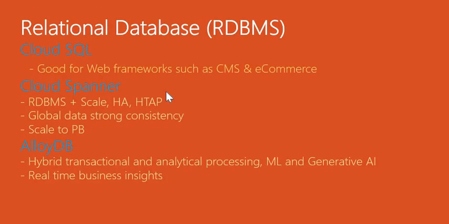Now we will discuss relational databases. There are three types of relational database in GCP. One is Cloud SQL, the second is Cloud Spanner, and the third one is AlloyDB. In most cases in e-commerce companies and web applications, we use Cloud SQL. It is good for web frameworks such as CMS and e-commerce.